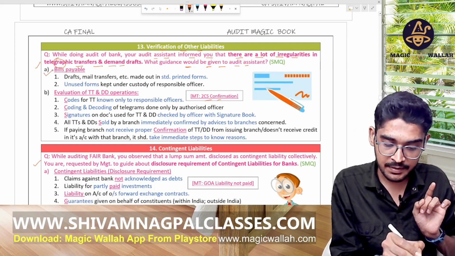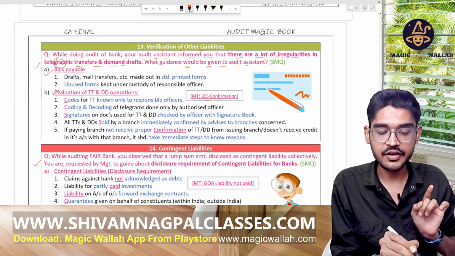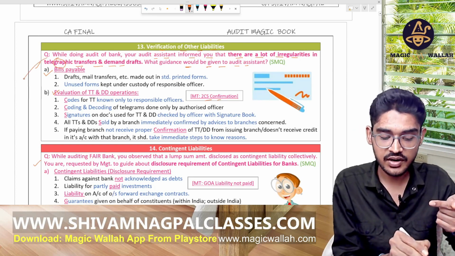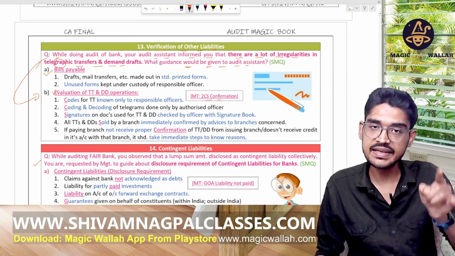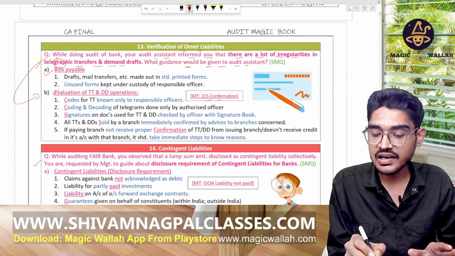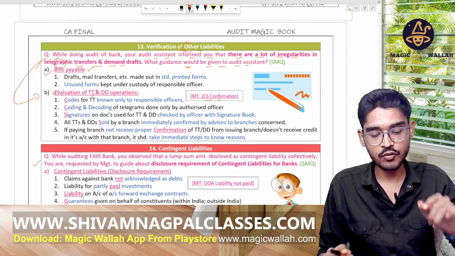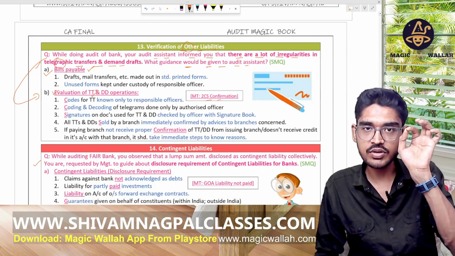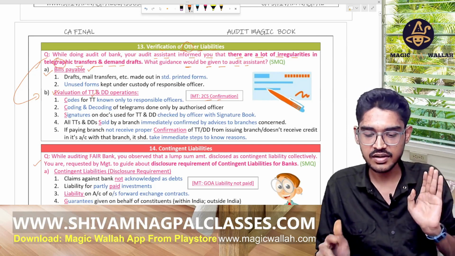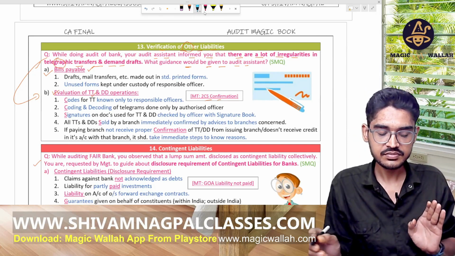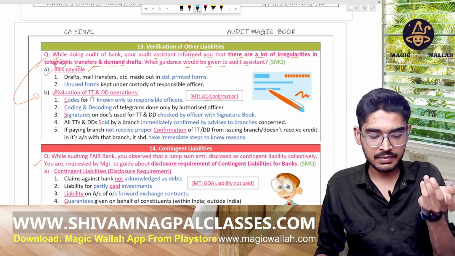There can be bills payable, there can be TT and DD. For this question, you have to answer only the B part, for the TT and the DD. But these are the bank's other liabilities, which cover bills payable and the TT and the DD. But for the answer to this question, you have to write only about the TT and the DD. This is clear now. See here. So let's see the bills payable.